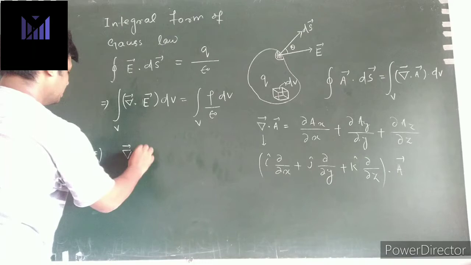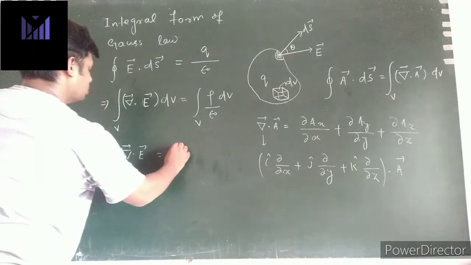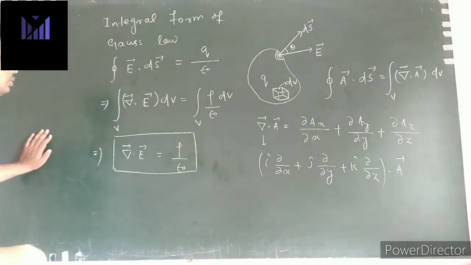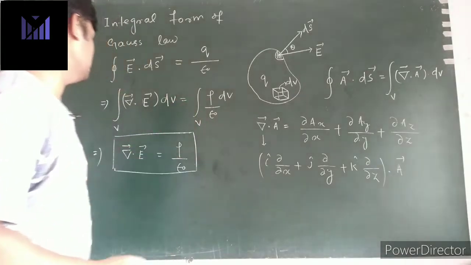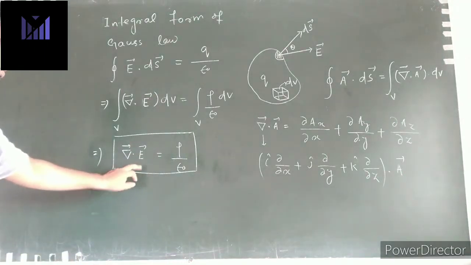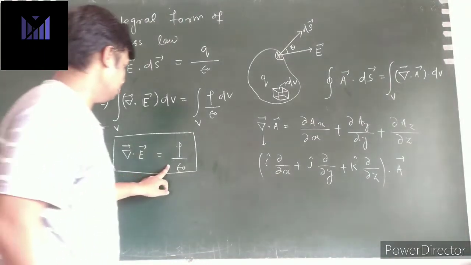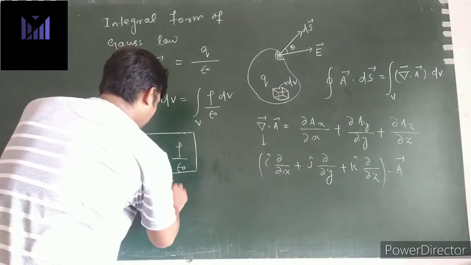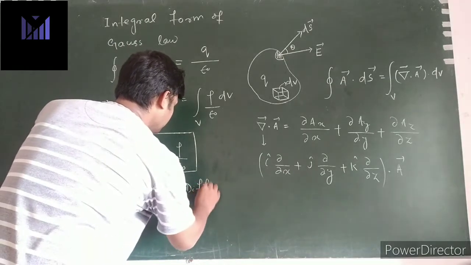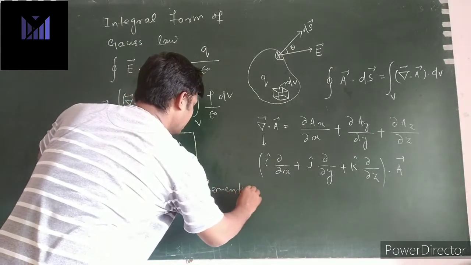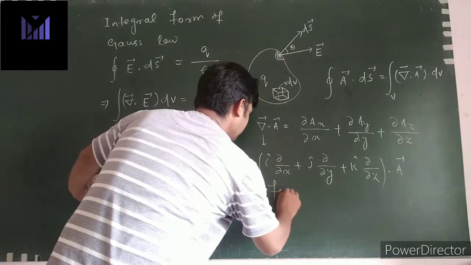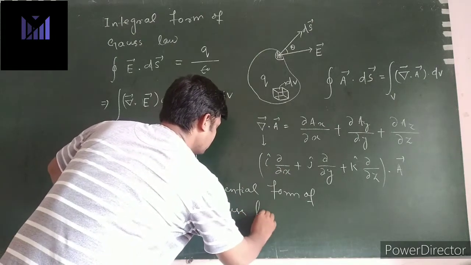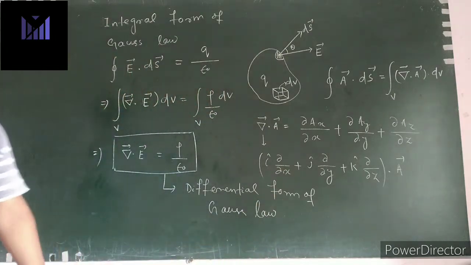Del dot E is equal to rho by epsilon naught. Here what we did was just cancel out the volume element and the integration term to get the final result. This is another form of the Gauss law, which is called the differential form of Gauss law.